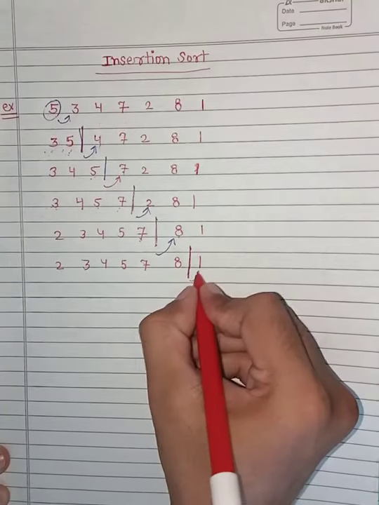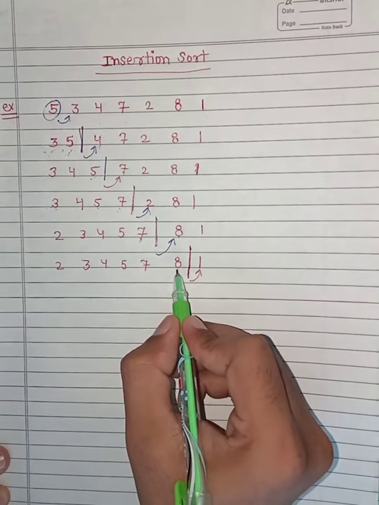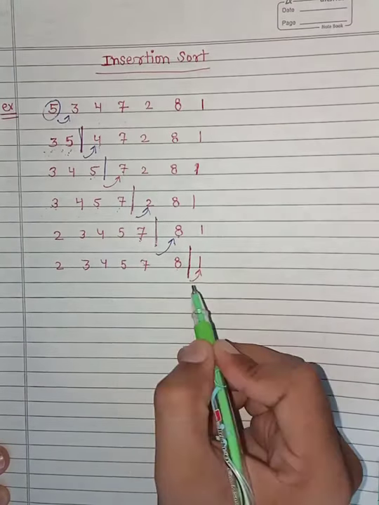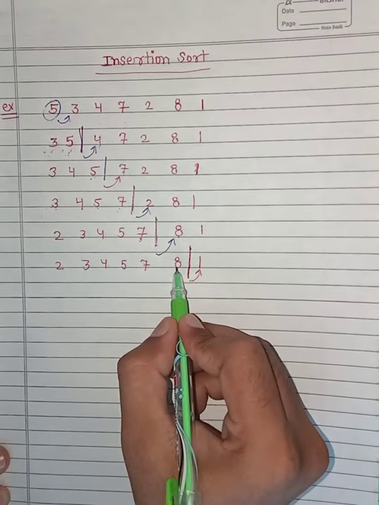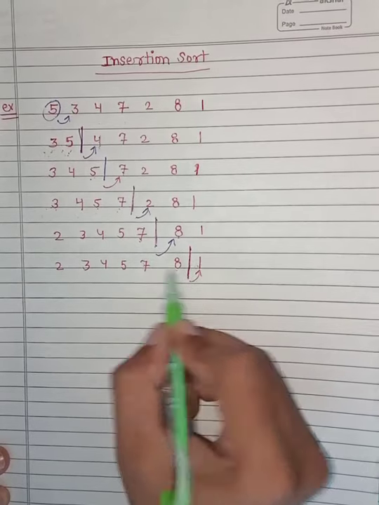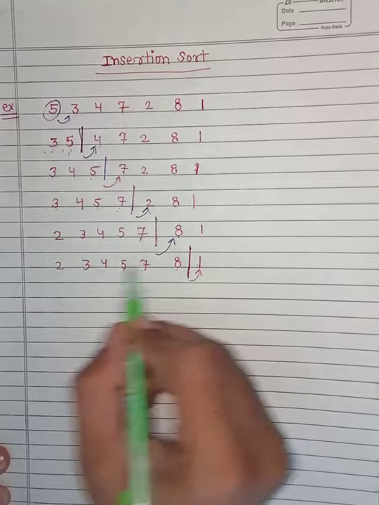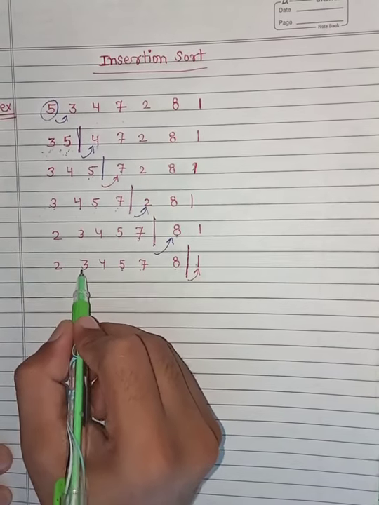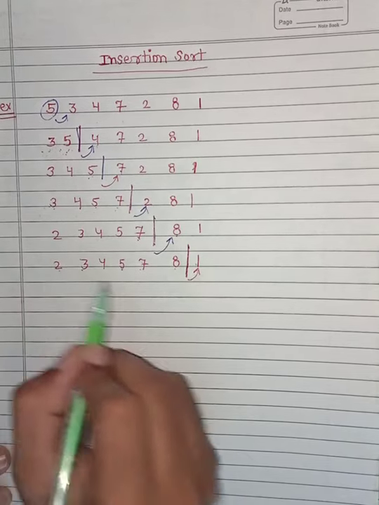And now the pointer is at 1. Now 1 will be compared to its left element. 1 is less than 8. Yes, we'll compare with 7. 1 is less than 7. Yes, 1 is also less than 5. 1 is also less than 4. 1 is also less than 3, and 1 is also less than 2.